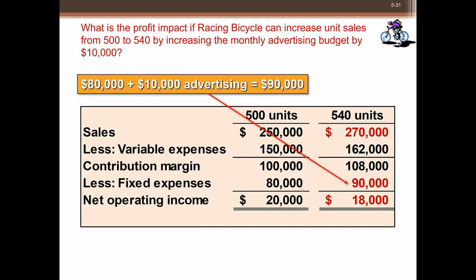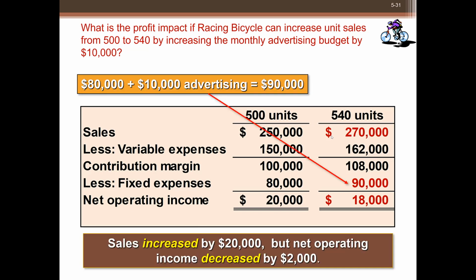Fixed expenses increased from $80,000 to $90,000: $80,000 plus $10,000 advertising gets $90,000. And subtract fixed expenses from total contribution margin, you'll get $18,000. So you can see here, even though sales units increased from 500 to 540 and total sales increased by $20,000, however, net operating income decreased by $2,000. So RBC will not increase the advertising budget by $10,000.